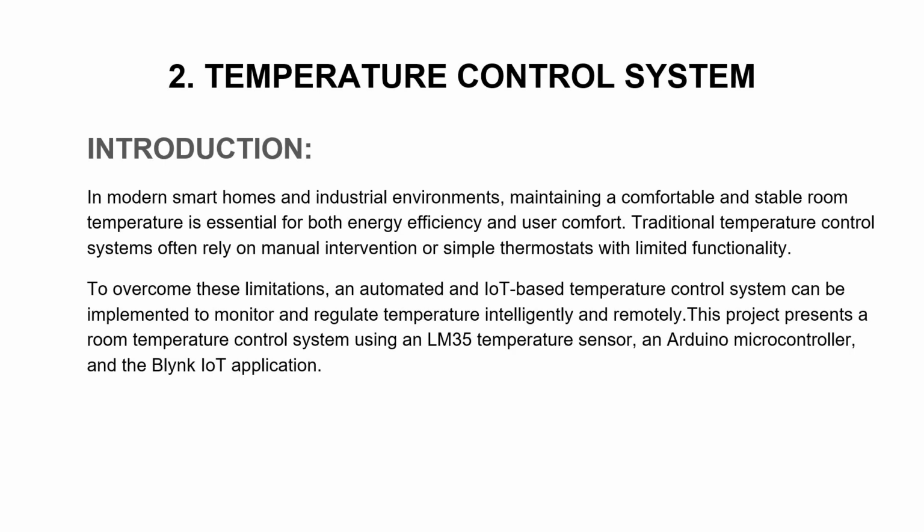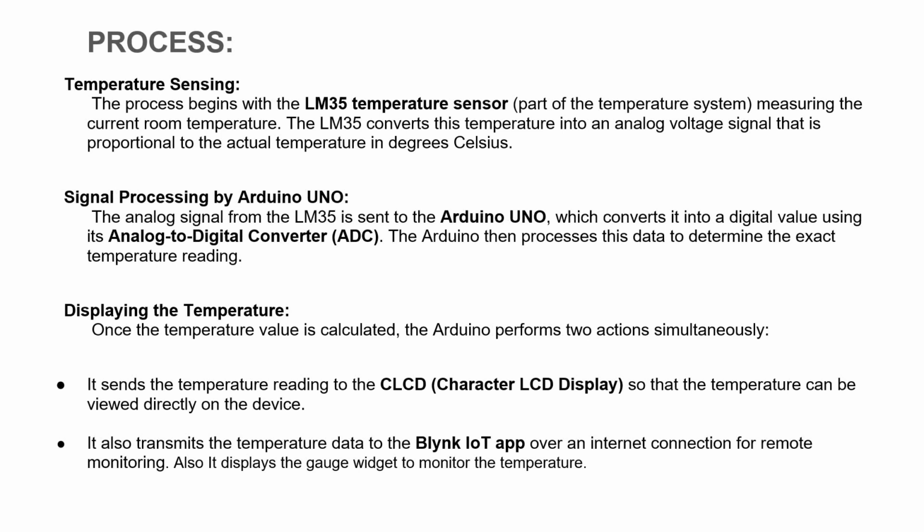Blynk IoT application. The process begins with the LM35 temperature sensor measuring the current room temperature. The LM35 converts this temperature into an analog voltage signal that is proportional to the actual temperature in degrees Celsius. The analog signal from the LM35 is sent to the Arduino Uno, which converts it to a digital value using its analog to digital converter. The Arduino then processes this data to determine the exact temperature reading.